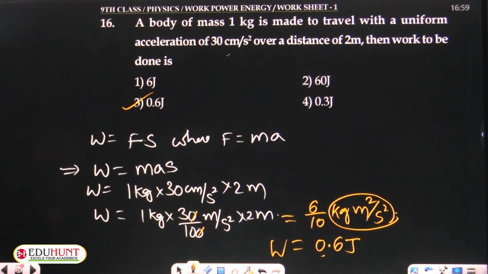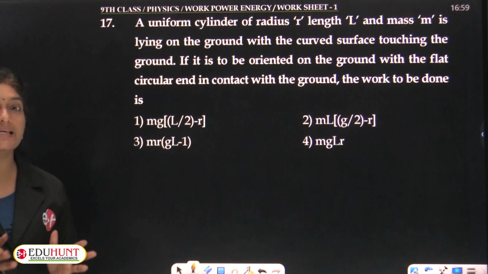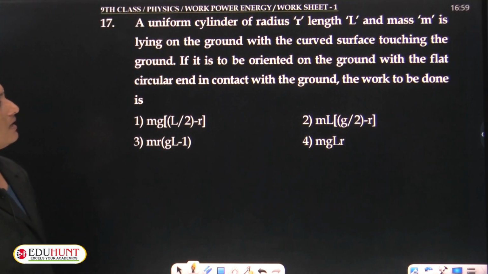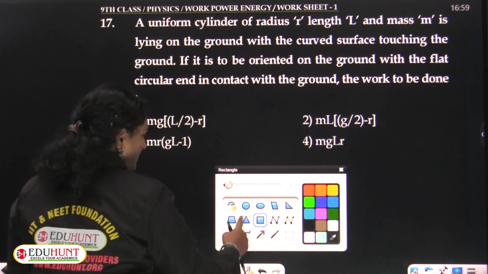Moving ahead with the next question, children. 17th one. A uniform cylinder of radius r, length L and mass M is lying on the ground. What was the object? Cylinder. With the curved surface touching the ground. Let us construct the picture. Cylinder.